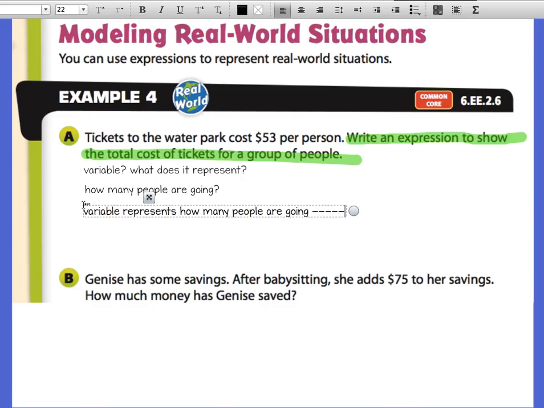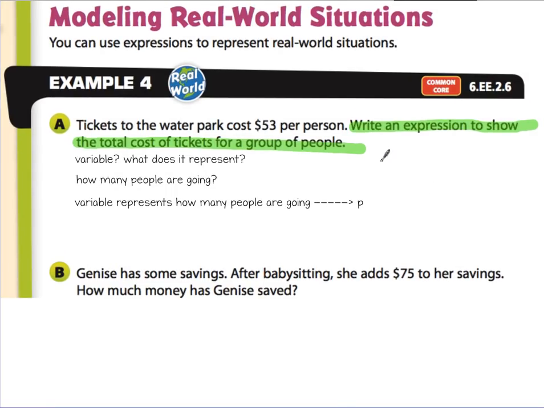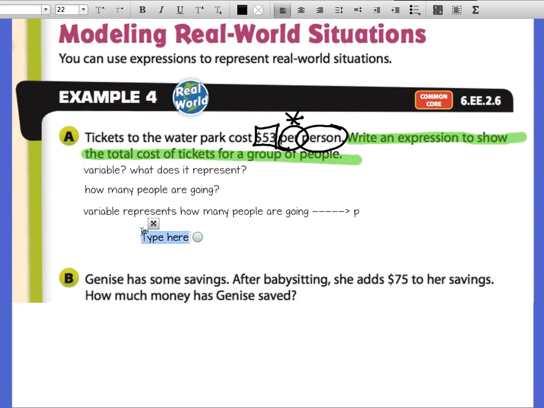And so I'm going to use P for people. So I know since it's $53 per person, and per is my operative word here, so 53 per person, I know that I'm going to do 53 times P. The best way to write this, though, is 53P.